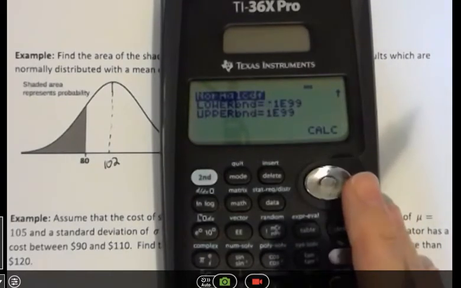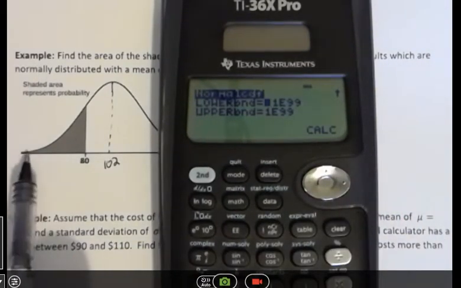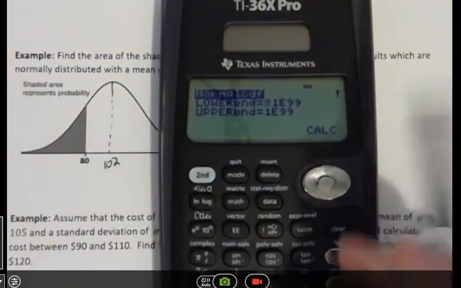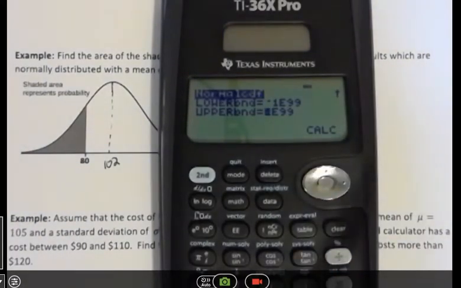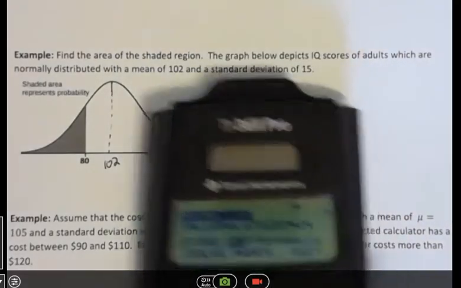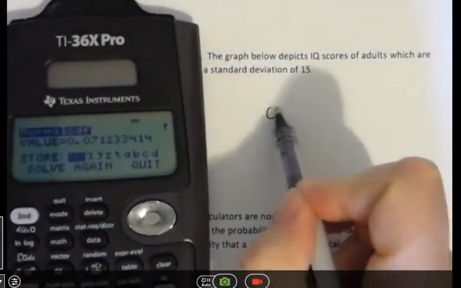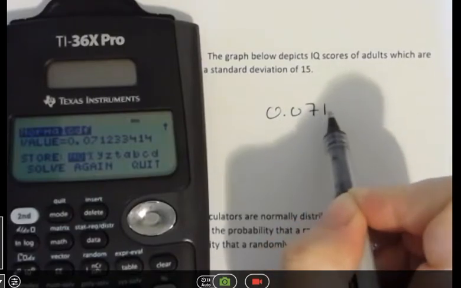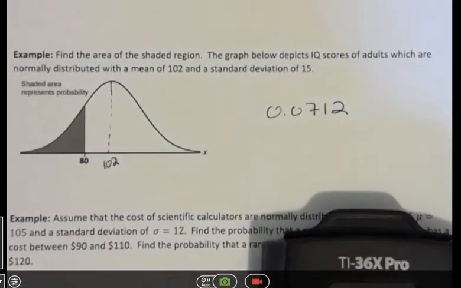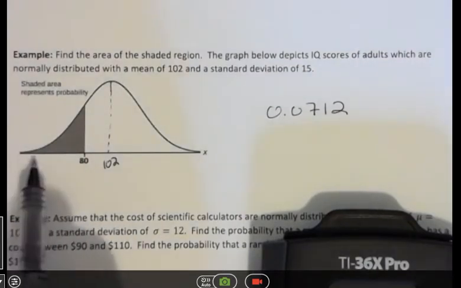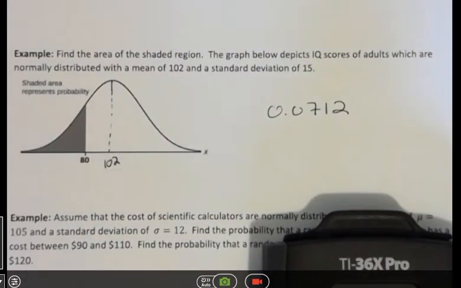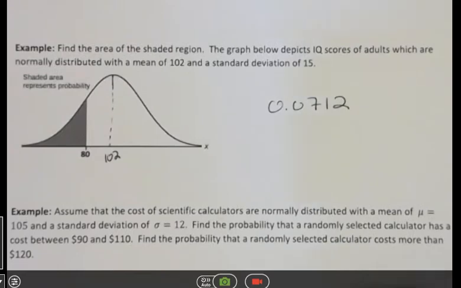Now I want to know the lower and upper value. I want to look everything to the left, so negative 1e99, and up here on the right I go to 80. And it gives me an area of 0.0712. So 7% of the population would have an IQ of 80 or less, if this was true. I don't know what these numbers really are.